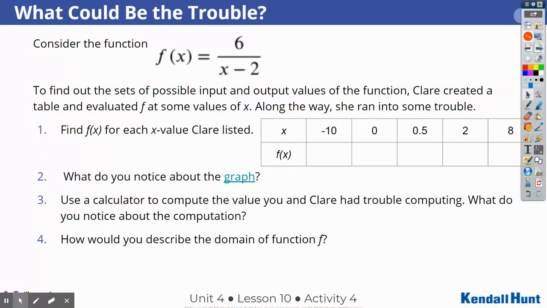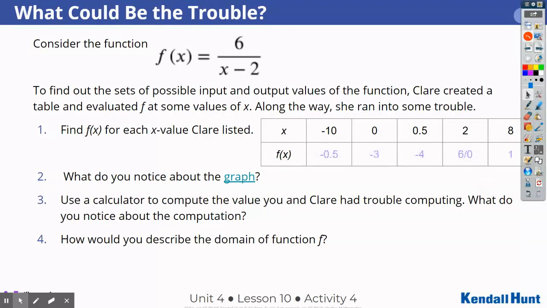All right, the last one we were going to look at today is f of x equals 6 divided by x minus 2. So Claire is trying to make an input-output table, and she hits a snag along the way. So what I want you to do is try to fill out the output for each input provided. So if your input is -10, what is your output? 0, what's your output? 1/2. So go ahead and fill that in.